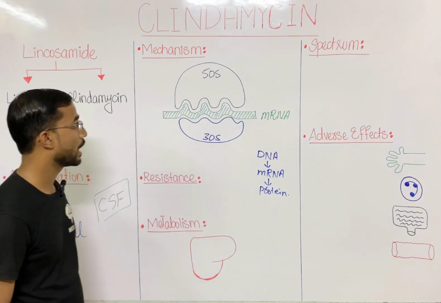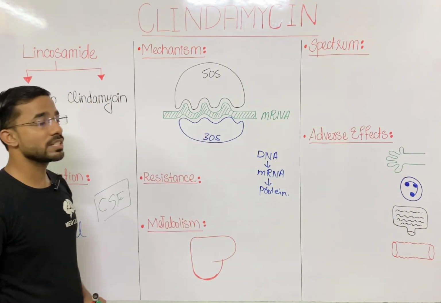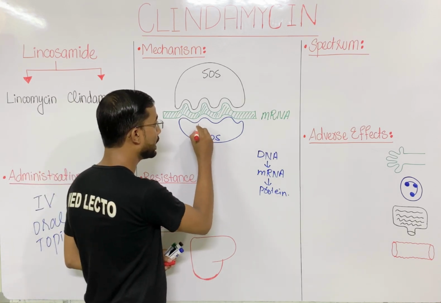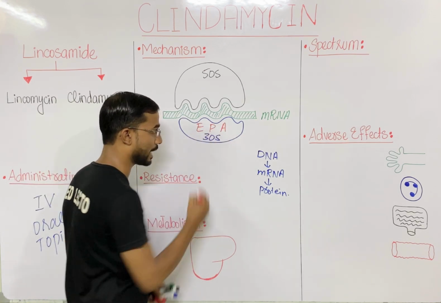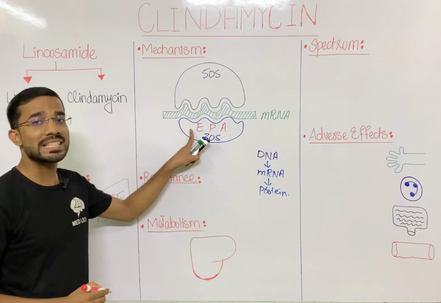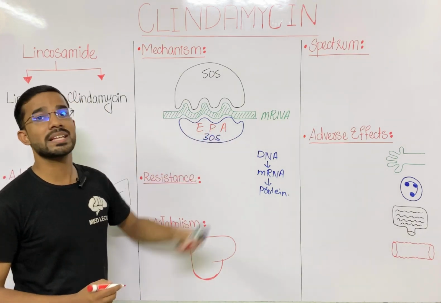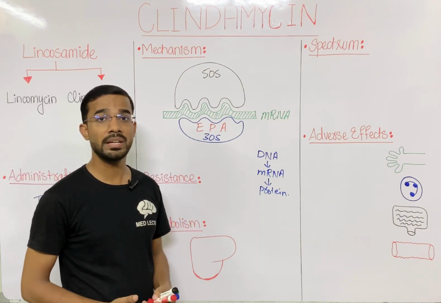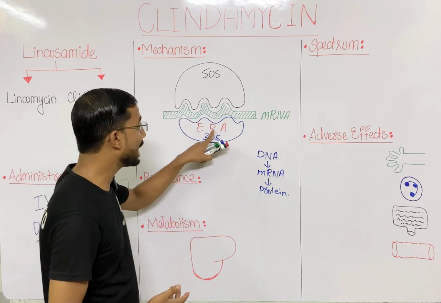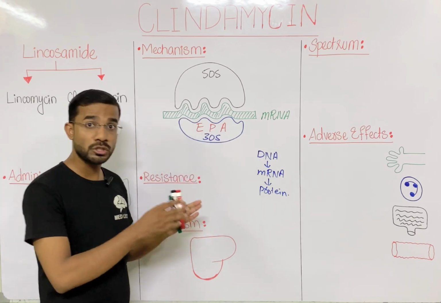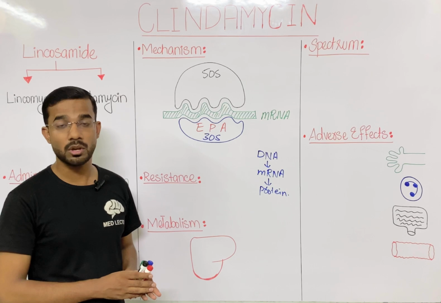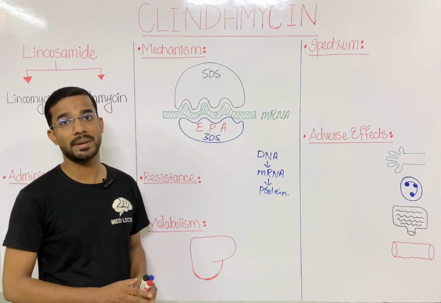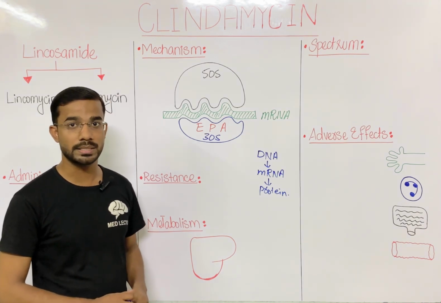We will see how. In the messenger RNA, you will see the three most important sites: E site, P site, and the A site. Okay, this one is the exit site, peptidyl site, and the acceptor site. First of all, transfer RNA having an amino acid will bind at the P site. First of all, we will look at the normal mechanism of translation. Then we will see how clindamycin plays its role in the inhibition of protein synthesis.